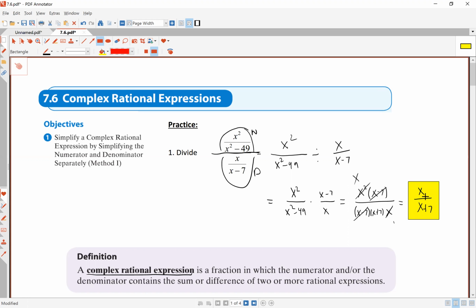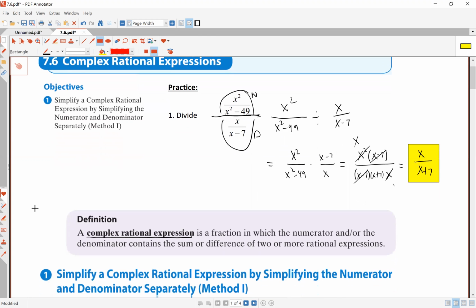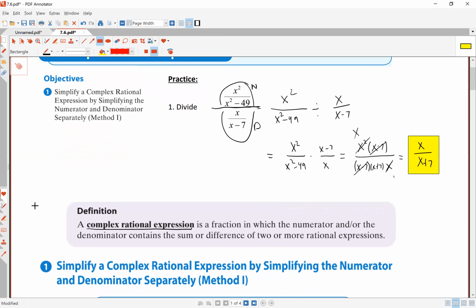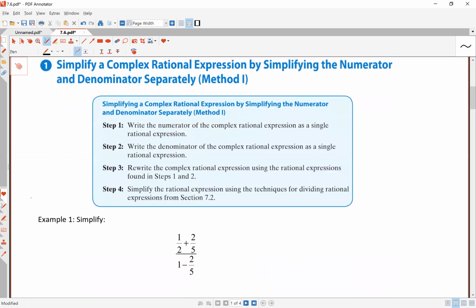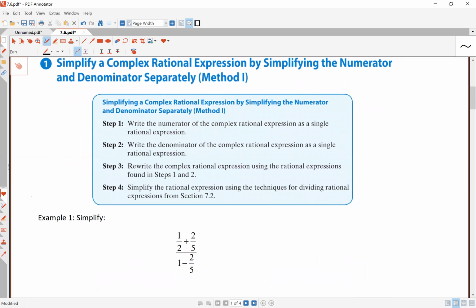All right, so our goal with all of our rational expressions is to simplify the numerator and denominator so that they become single fractions, like practice 1, and then we divide. So in example 1, we have the sum of two fractions in the numerator. There's our numerator. There's our denominator. And we want to write these as single fractions in the numerator and denominator so that we can multiply by the reciprocal in order to divide.